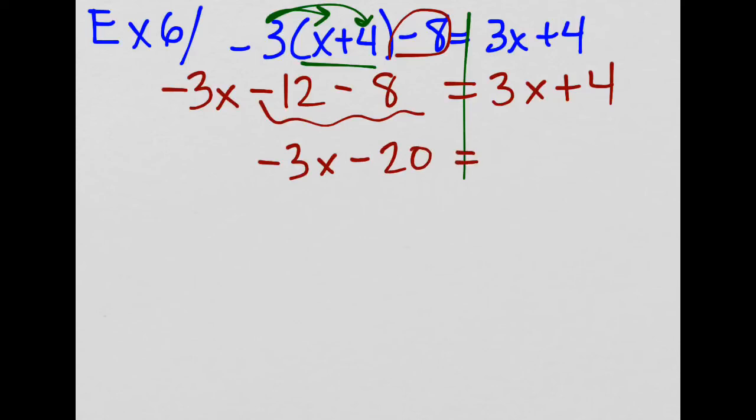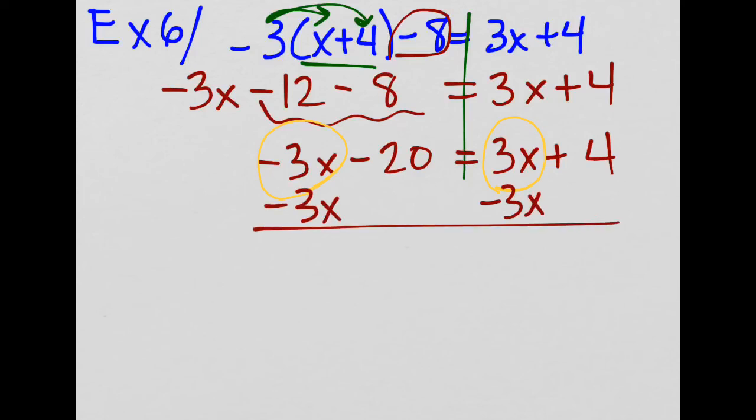When you have two negatives and you're putting them together, it just stays negative. 24. Okay. Now I want to get my x's together here. So I am going to move them over to the left-hand side, as you know I like to do. Negative 6x minus 20 equals 4.